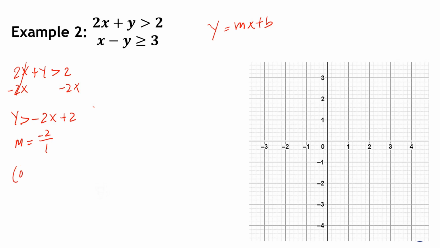And the y-intercept is at 0 and 2. We will start with the y-intercept 0 and 2. Since it's negative 2 over 1, it means 2 units down and then 1 unit to the right. And there's your other point. Now connect those 2 points using a dashed line, because it's a non-inclusive inequality, it's just greater than. For the shading part, we will shade the upper side of this line because it's greater than.